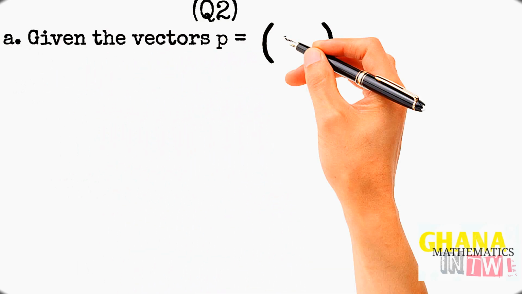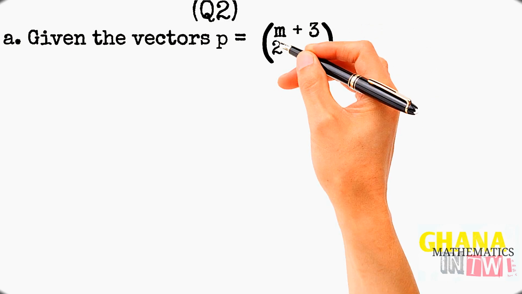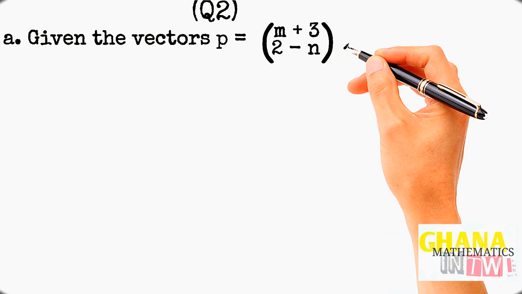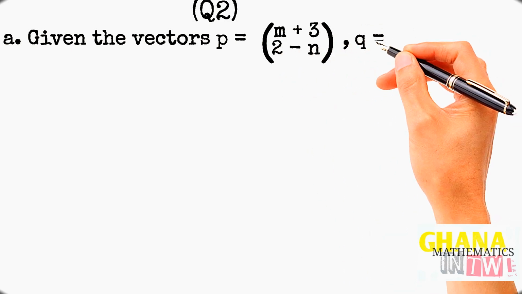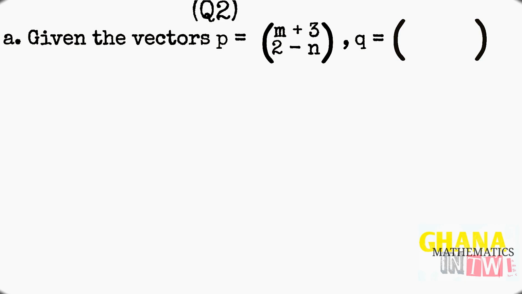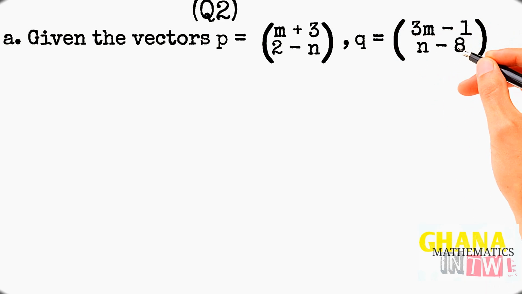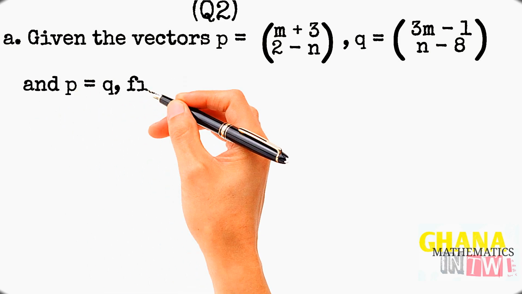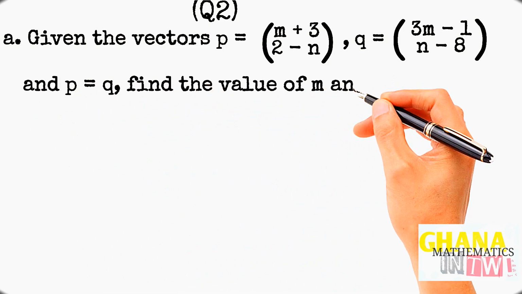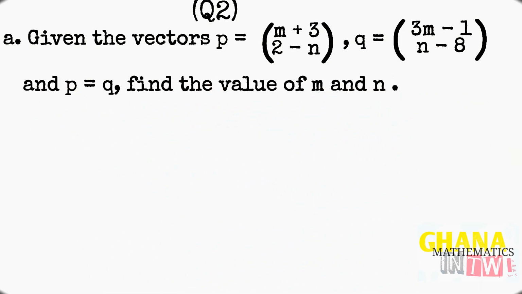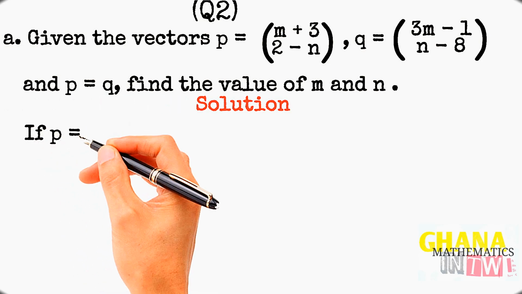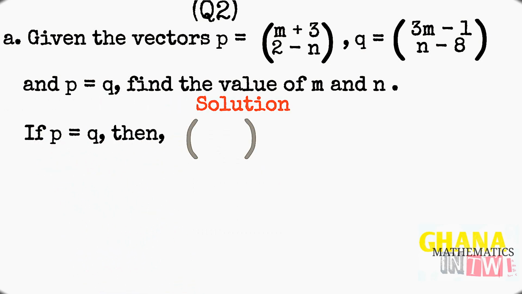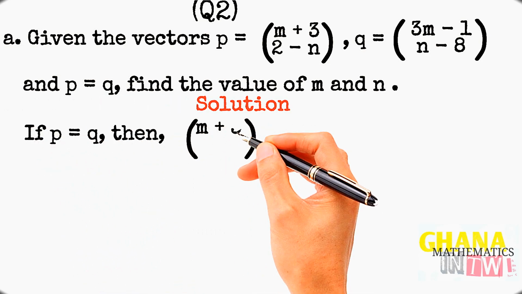Question number 2a. Given the vectors p is equal to (m plus 3, 2 minus n) and q is equal to (3m minus 1, n minus 8), and p equals q. Find the value of m and n. This arithmetic calculation is called vectors. So p is equal to q.